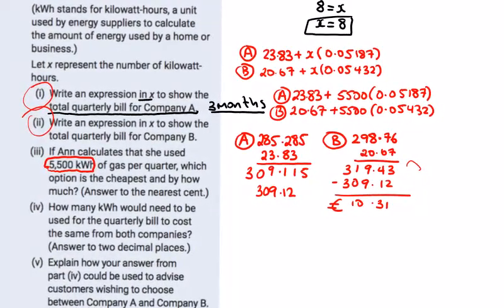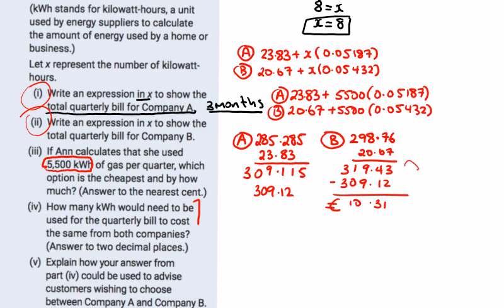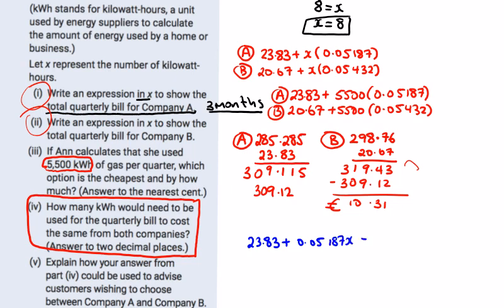So how many kilowatts would you need to be used for the quarterly bill to cost the same? Okay, so when is x the same? So let's let them equal each other and find out when x is the same. So when is 23.83 plus 0.05187x? They're just testing your patience with all these decimals. When is that equal to 20.67 plus 0.05432x?